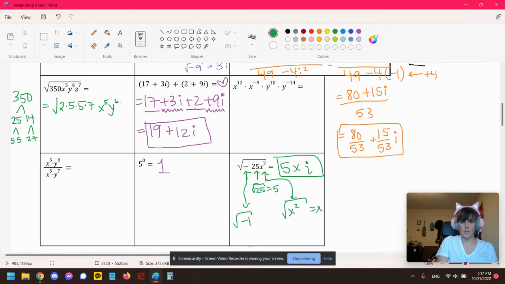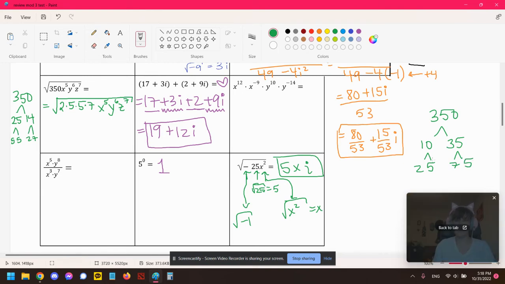With x to the 5th, y to the 6th, and z to the 7th. What if I had broken it down another way? What if I had chosen 10 and 35? No problem. 10 is 5 and 2. 35 is 7 and 5. This is still 1, 2, 5s, and 1 7. Right? There's a lot of different ways you can break these down, and all of them lead to the right answer.